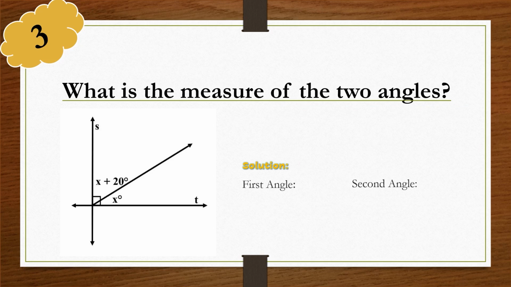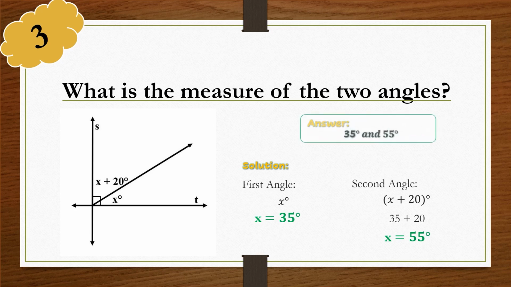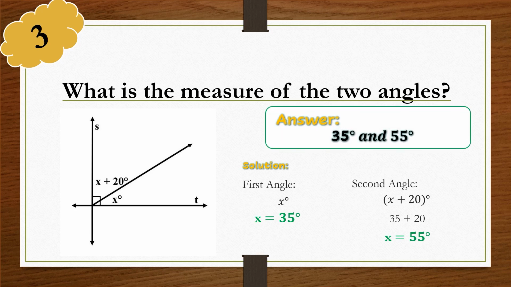And to know the measure of the two angles, we have to substitute the value of x. Since x is 35, we have now x is 35 degrees. The first angle is 35 degrees. For the second angle, we have x plus 20. So 35 plus 20 is equal to 55. Therefore, the two angles are 35 degrees and 55 degrees.